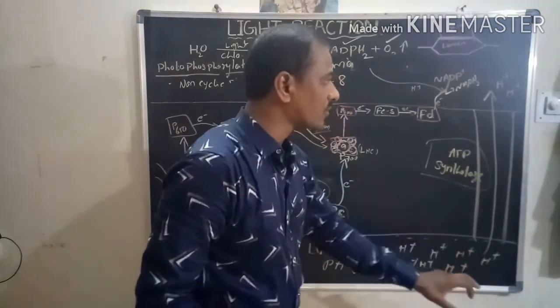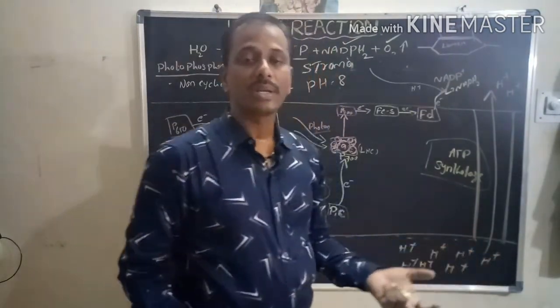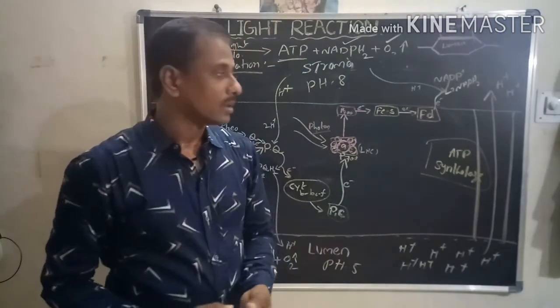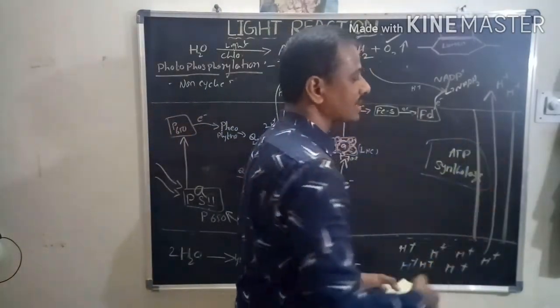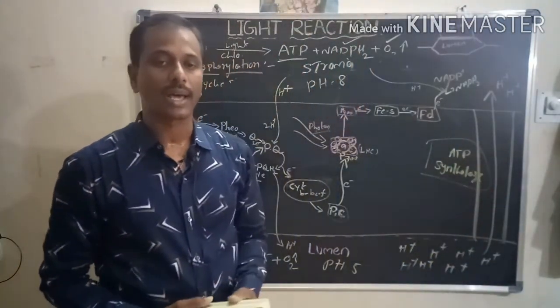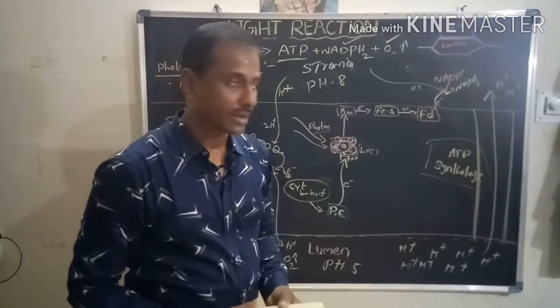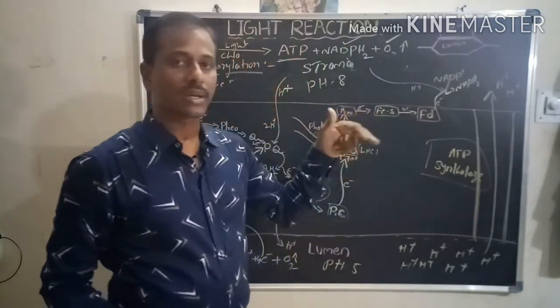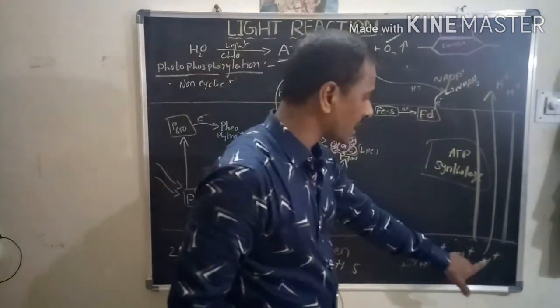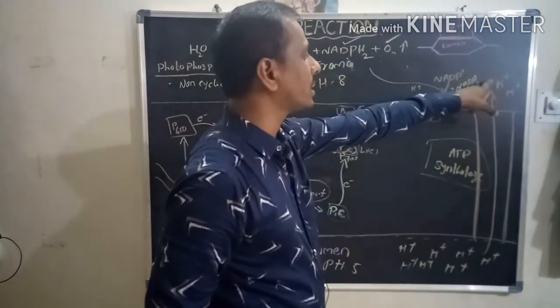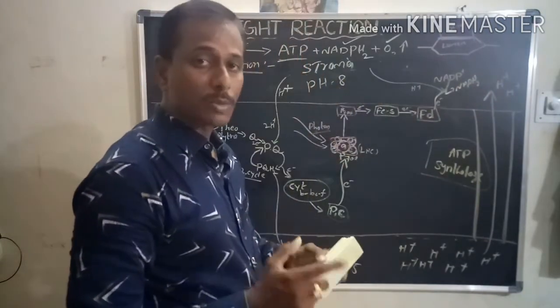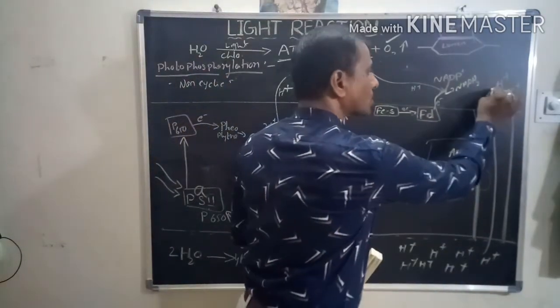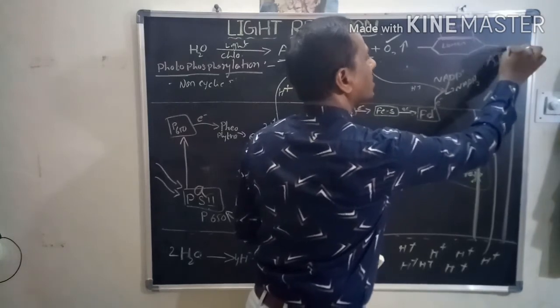This process was first explained by Peter Mitchell. This hypothesis is called the chemiosmotic theory. So it is explained by Peter Mitchell. I will explain that next class. So here H+ ions are diffused into the stroma. When the H+ ions are diffused into the stroma, it gives the ATP molecules.